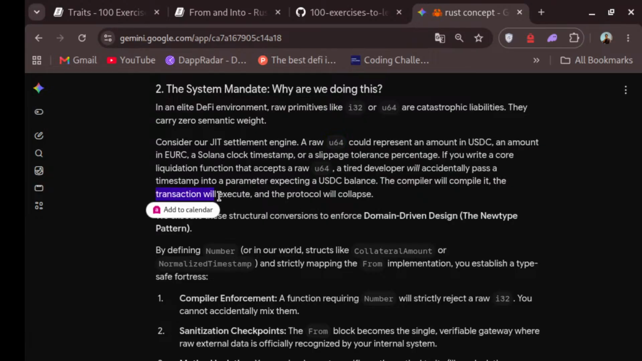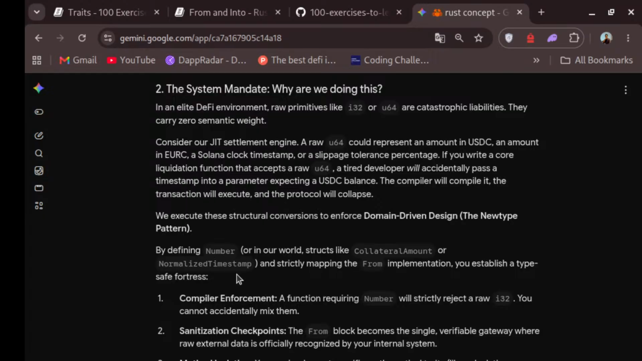The transaction will execute, but the protocol will collapse. That means the core architecture, the core system, will collapse.